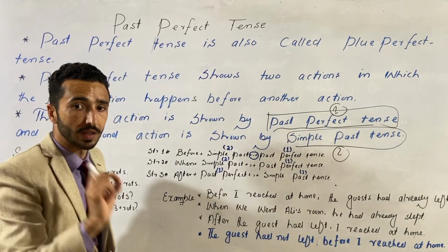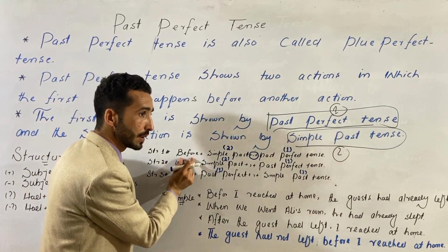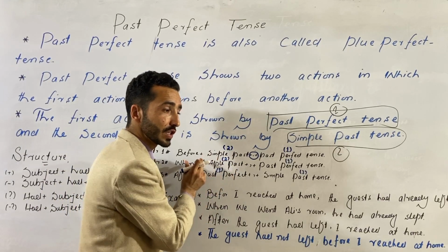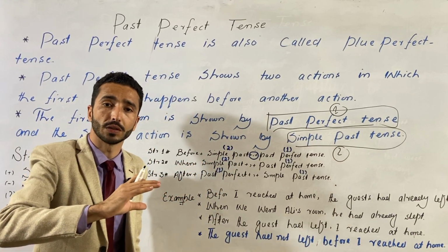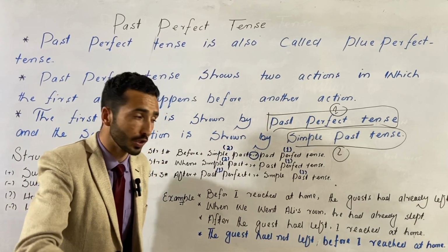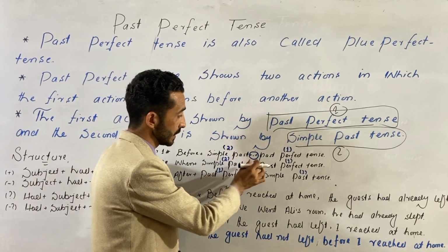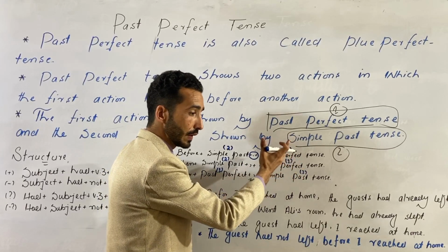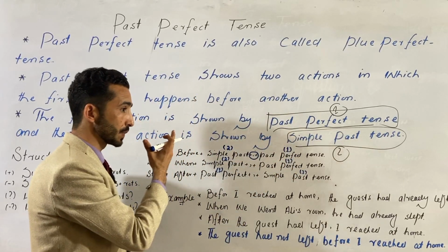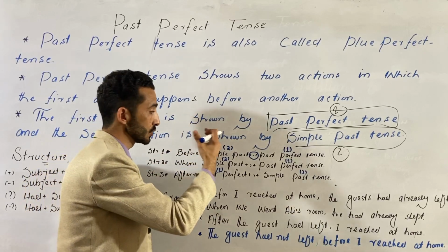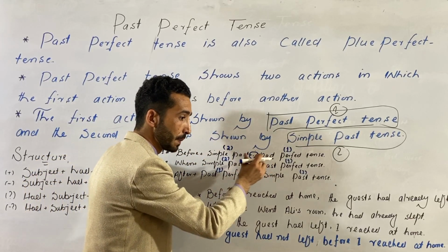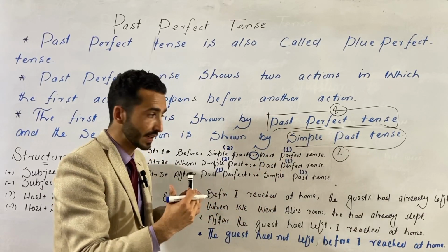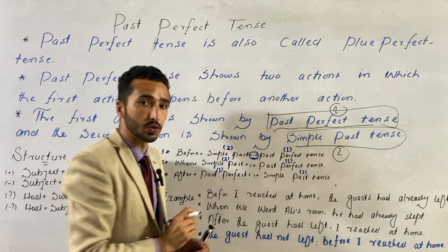Clear? Keep one more thing in your mind. If the conjunction comes at the starting, then you will have to use the conjunction with simple past tense, and then you put a comma and then past perfect tense. If you want to use past perfect tense first, then you will have to add the conjunction between past perfect and simple past tense to combine the two structures. Clear? Then you're not supposed to use any comma.